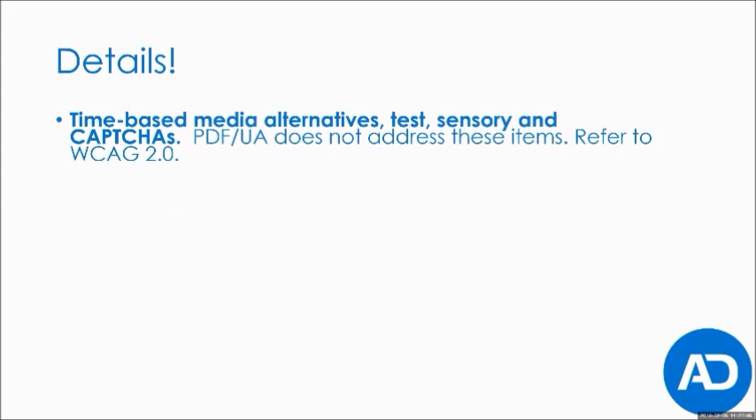So the details. Time-based media alternatives, test sensory, and captchas. UA does not address these items. We always recommend addressing WCAG. We can't have those pieces exist within PDF UA. It just isn't how the format works. So we don't have that.